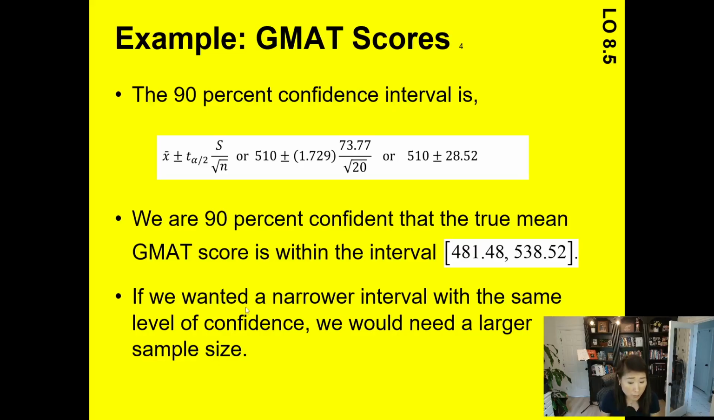So if we wanted a narrower interval, with the same level of confidence, what we have to do is just enlarge the sample size. If we enlarge the sample size, we will make the interval much narrower. Okay. So this is the example to help you understand how to apply that formula to calculate the confidence interval.